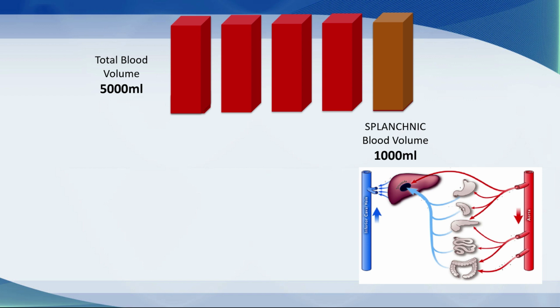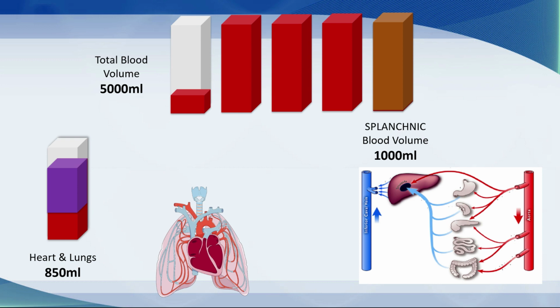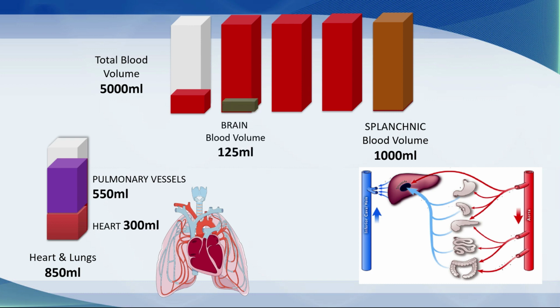This is the blood that is flowing to the stomach, the liver, the pancreas, the small bowel, the large bowel, the spleen, etc. 20% is in the splanchnic circulation around the organs. There are about 850 mils of blood in the heart and in the lungs, and that's separated out at about 300 mils in the heart, and the pulmonary vessels contain 550 mils. The brain only has 125 mils of blood in it.